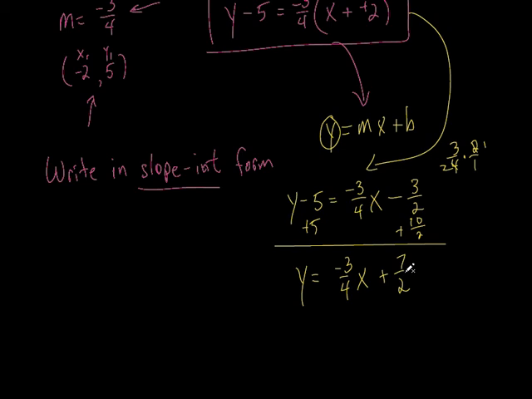Now, you could have done that with mixed numbers if you wanted to. It's not like you couldn't do it. Okay, but I would rather you get used to keeping things improper. You could just keep it like this. That would be in slope-intercept form.